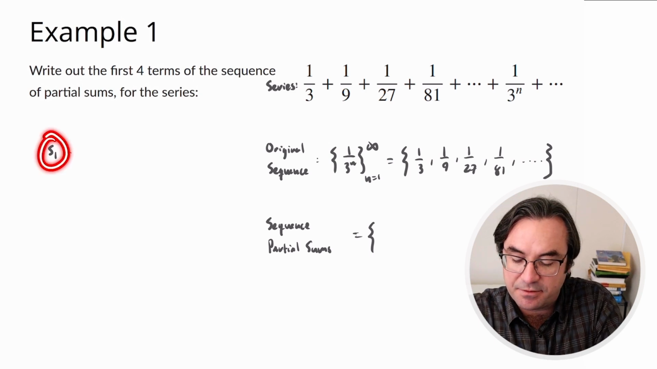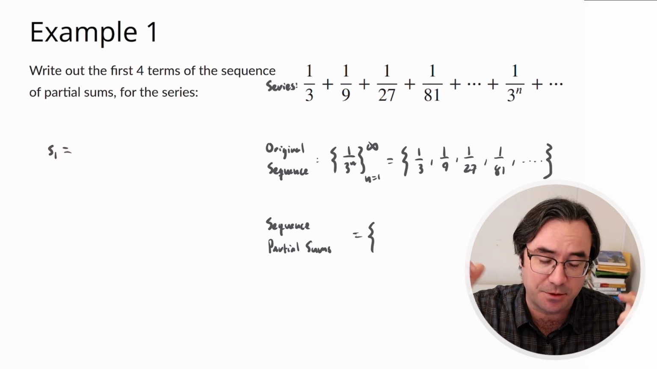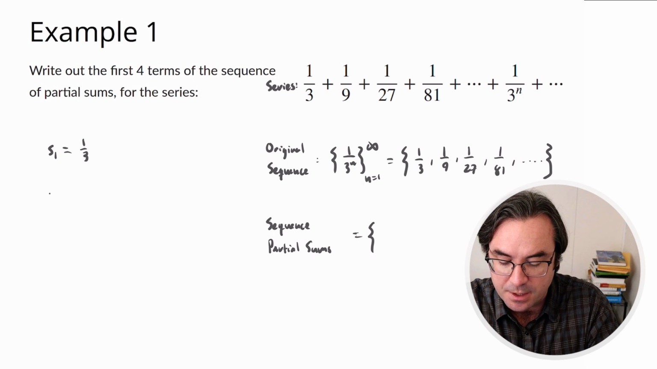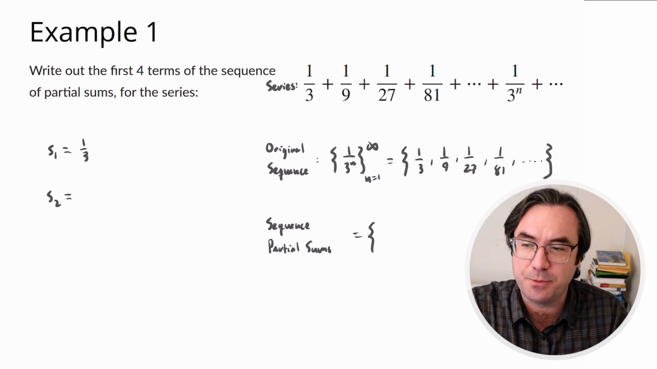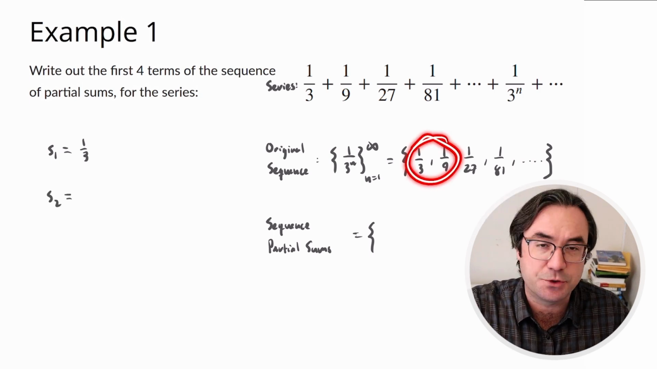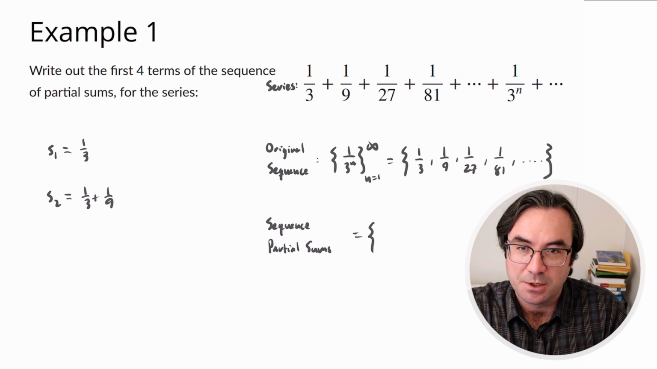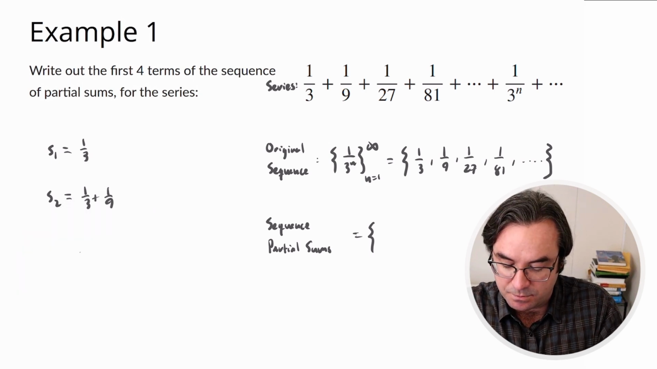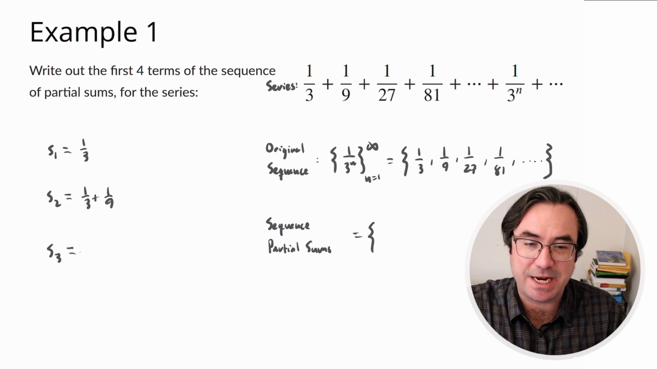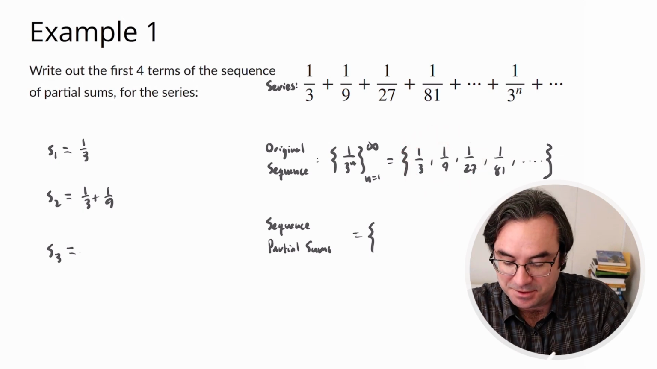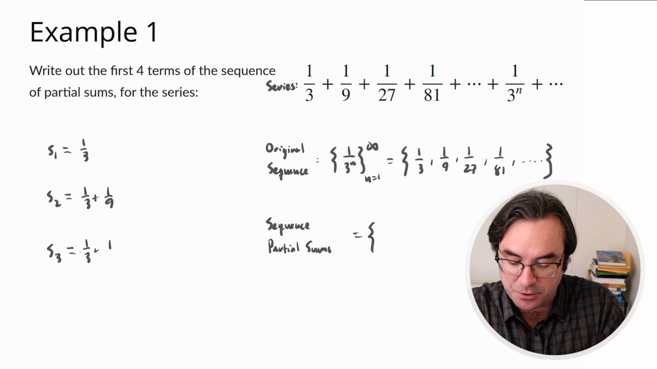Well, this is the sum of the first term, so it's just the first term, 1/3. Then S2. It's the sum of the first two terms, so 1/3 plus 1/9. Then S3. It's the sum of the first three terms, so 1/3 plus 1/9 plus 1/27.